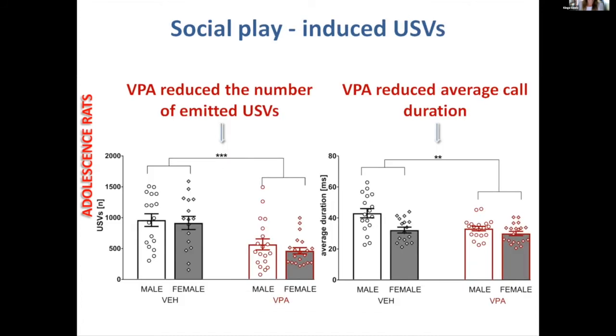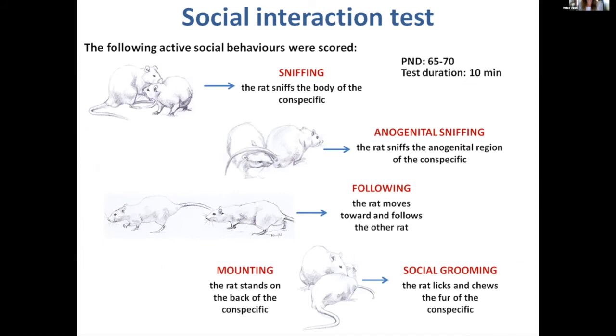Then on postnatal day 65, we performed a social interaction test on adult rats. Here, 2 unfamiliar rats of the same sex and treatment were placed in the open field arena and recorded for 10 minutes. During the test, we scored the following active social behaviors: sniffing, anogenital sniffing, following, mounting, and social grooming.